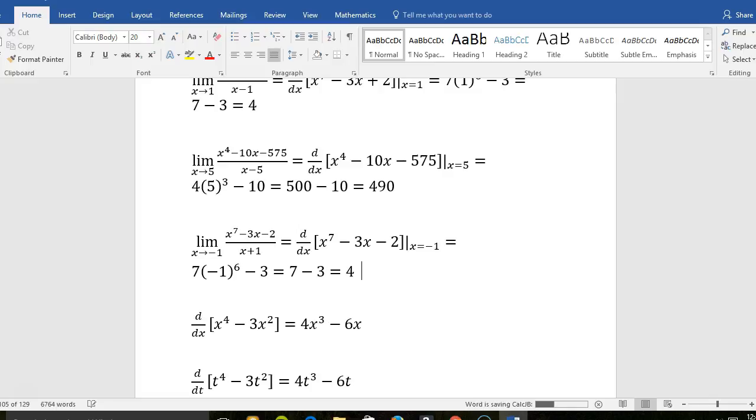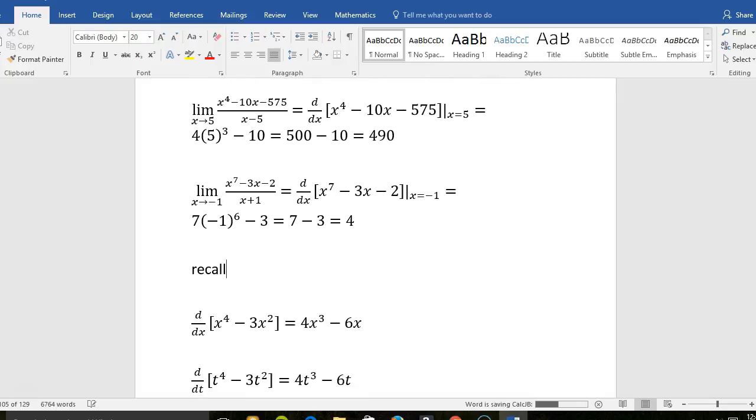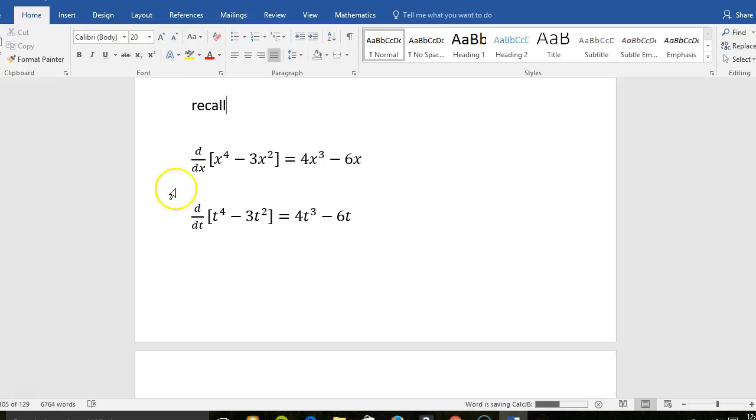Now let me just type in recall. We're kind of changing gears here, and I didn't really indicate that too well. So let's move away from that now, and let's do a recall. Recall that d by dx of x to the 4th minus 3x squared is 4x cubed minus 6x. And recall d by, now we've been using x the whole time pretty much, but you can use other letters, guys, as your independent variable. We could do t. d by dt of t to the 4th minus 3t squared is 4t cubed minus 6t. That's just to show off that you can use other letters. So there's that.